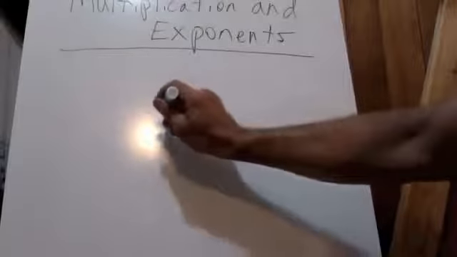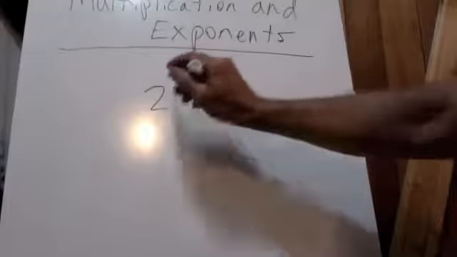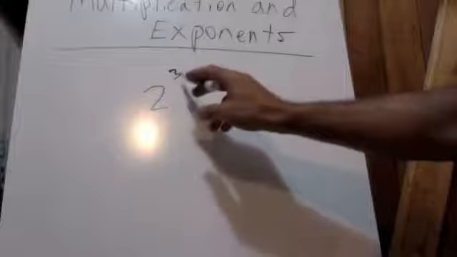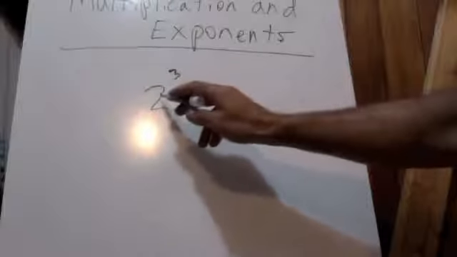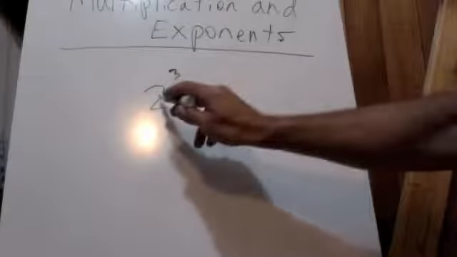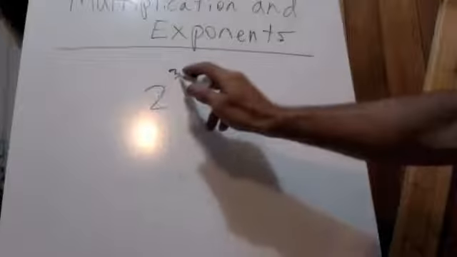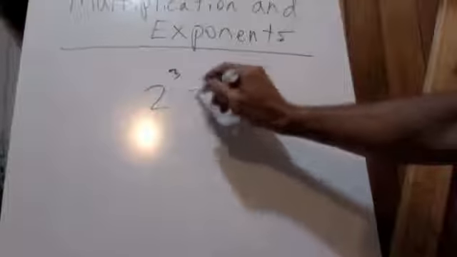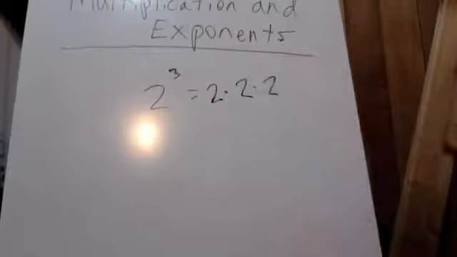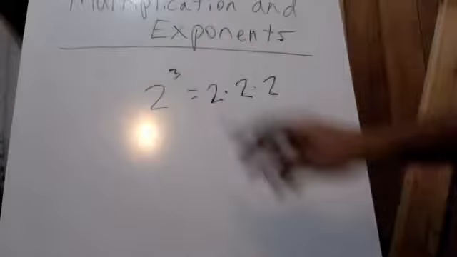First of all, if we had 2 to the third power, that's called the root and that's called the exponent. What we do is we take 2 and we don't multiply it by 3 and get 6. We multiply 2 by itself that many times. So this equals 2 times 2 times 2, which is 8. So if you keep that in mind as we talk about what happens when you multiply exponents, I think it'll make a lot more sense.